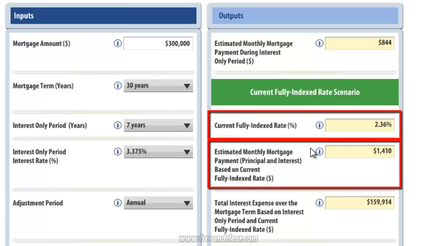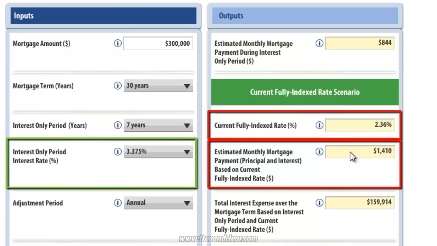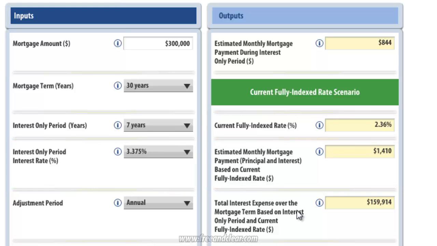As you can see, even though the interest rate goes down as compared to the interest-only period interest rate, our mortgage payment goes up because now we are paying both principal and interest and not only interest. We also show total interest expense over the life of the mortgage, including both the initial interest-only period and the adjustable rate period using the current fully indexed rate.